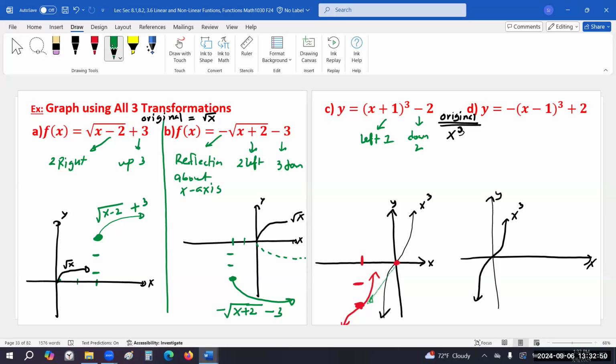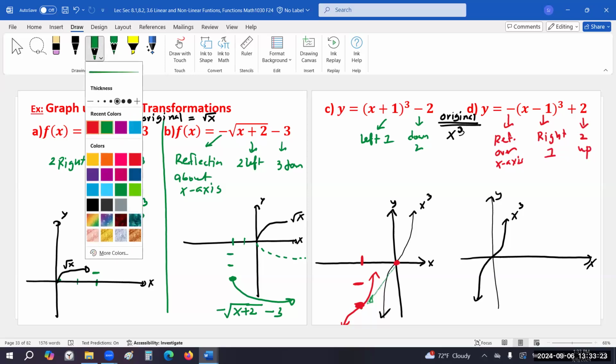That's why I said drawing cubic is harder, because the shape kind of gets different. But anyway, the next one. So reflection over x-axis and then -1. Right. 1, 2 up.